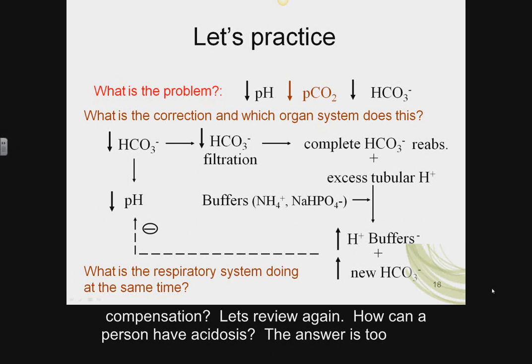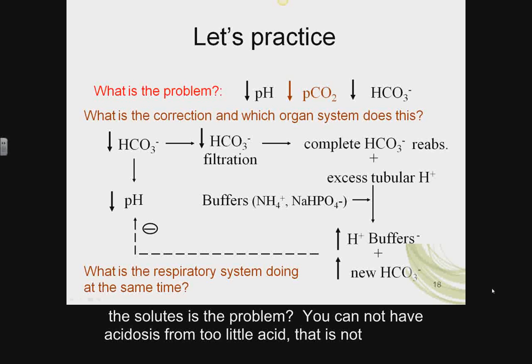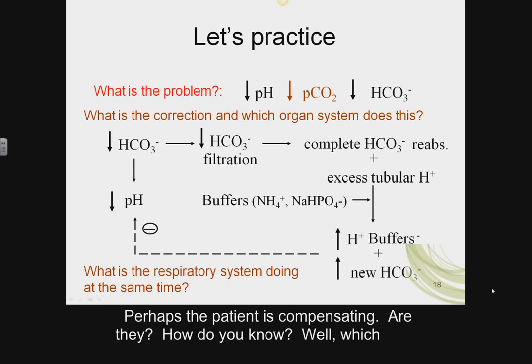Let's review again. How can a person have acidosis? The answer is too much acid or too little base. The patient has too little acid and too little base. Which of the solutes is the problem? You cannot have acidosis from too little acid. That is not possible. So clearly the problem is the lowered amounts of bicarbonate, not enough base.